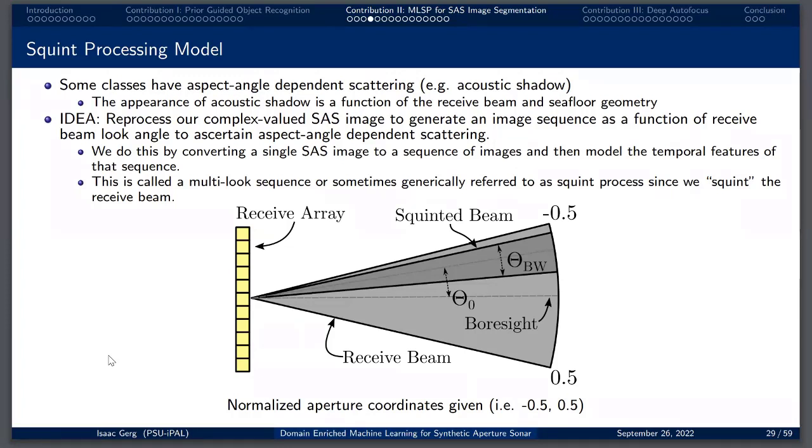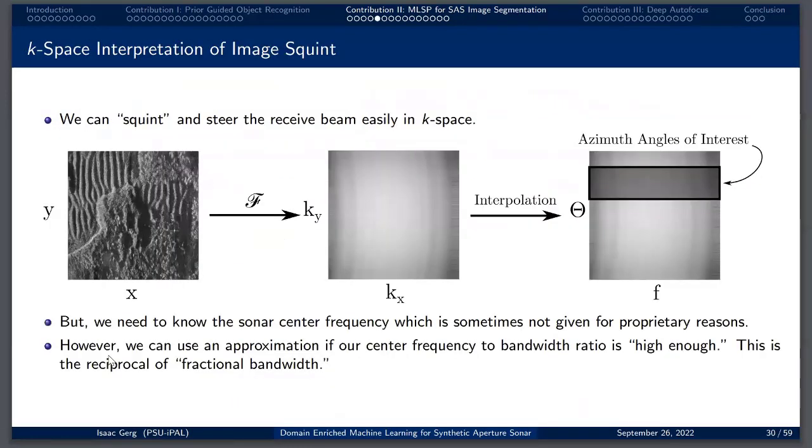Sometimes they call this squint processing, or they'll call this multi-look processing if I generate several different images from those squints. And what we can do is do this from the input single look complex image.